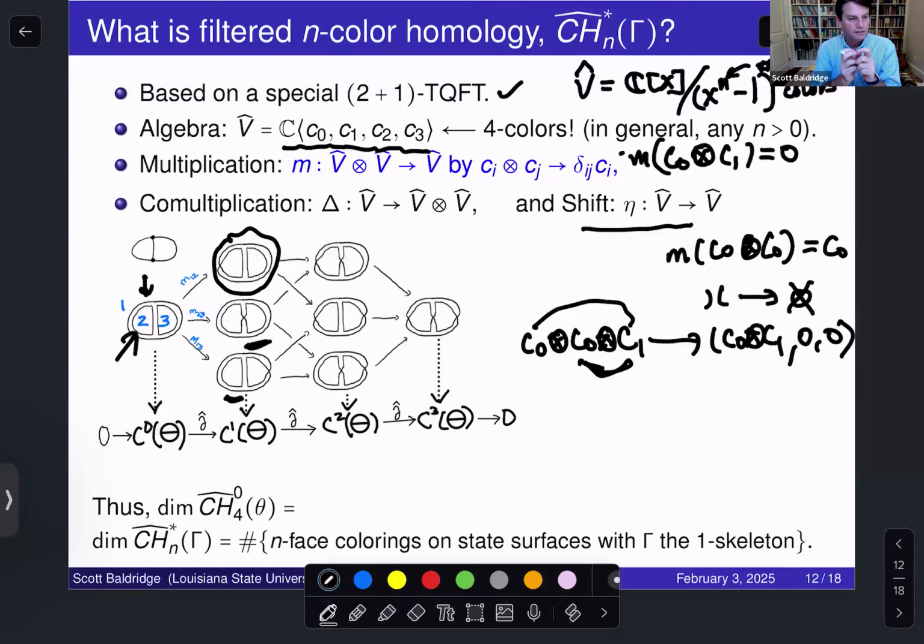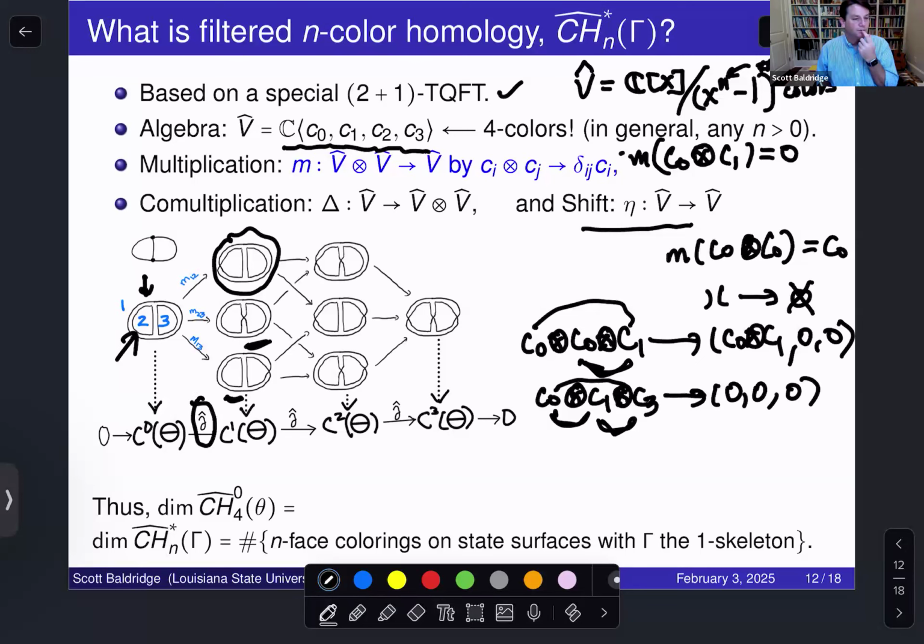So you see that element in the chain group goes to something that's not 0. But what does make things go to 0 is if you have three different colors. So C1 tensor, say, C3. And now you do 1 and 2, and that's 0. 2 and 3, and that's 0. And 1 and 3, and that's 0. So what's showing up in the kernel of this differential is a proper four-face coloring of the theta graph.